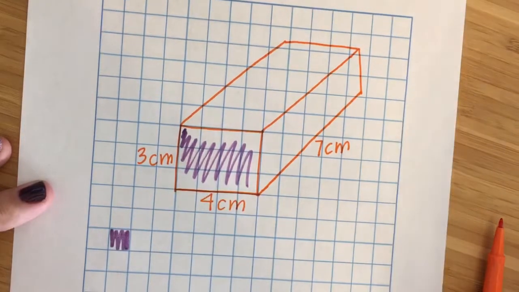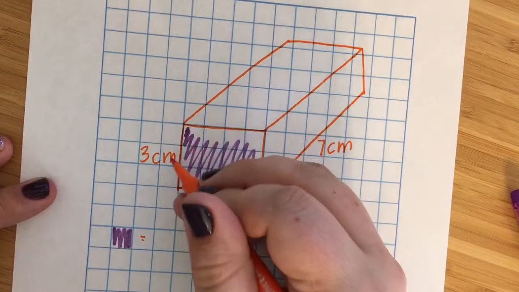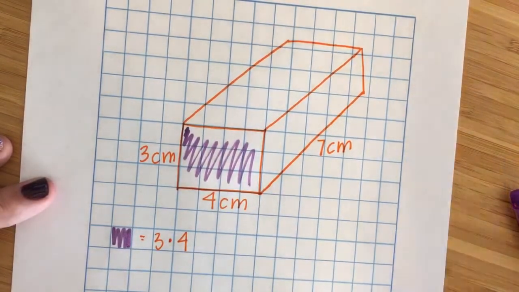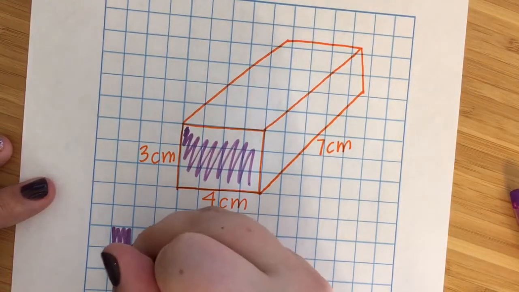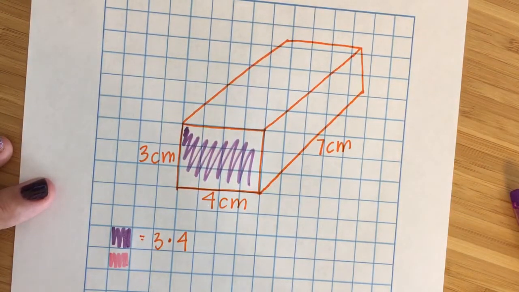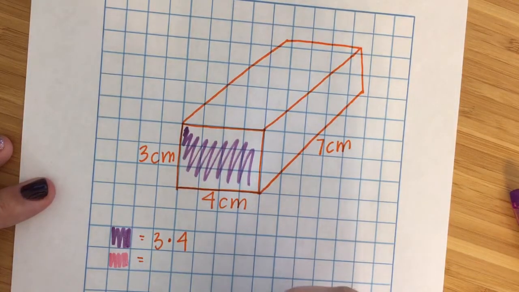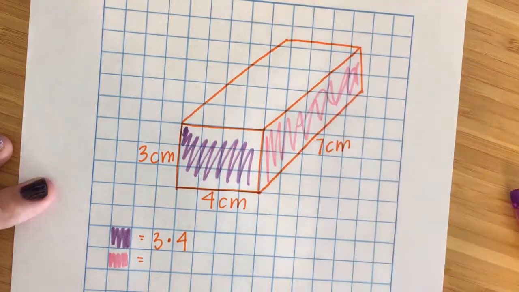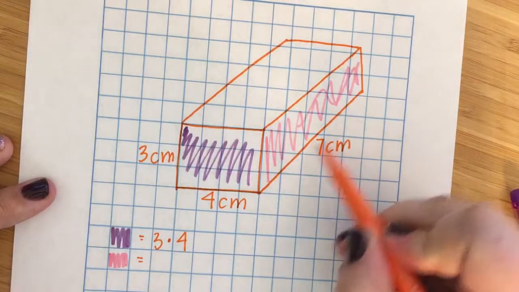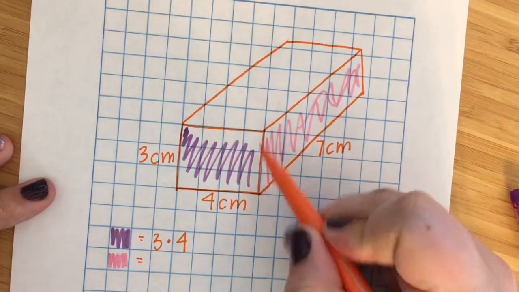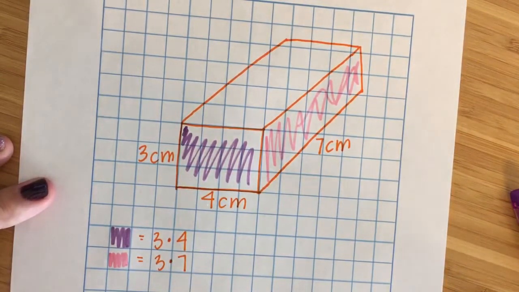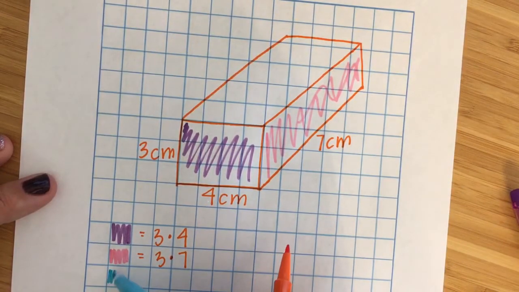So my purple, if I were to find the area of it, it would be 3 times 4. Now, remember, when we're looking at a net, especially of this prism, there's 2. So now I'm going to grab my pink marker and color in one of the faces to be pink. That's going to help me identify the difference. So when I color in this pink face, I know that it has a length of 7 and it has a height or a width of 3 centimeters because it shares that with my purple rectangle. So it's 3 times 7.